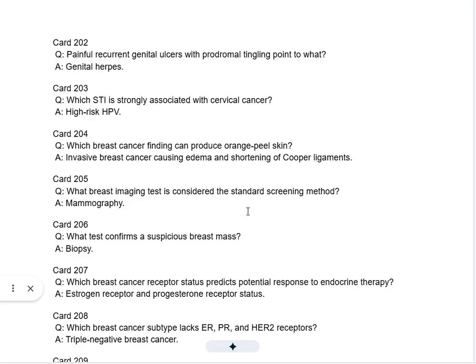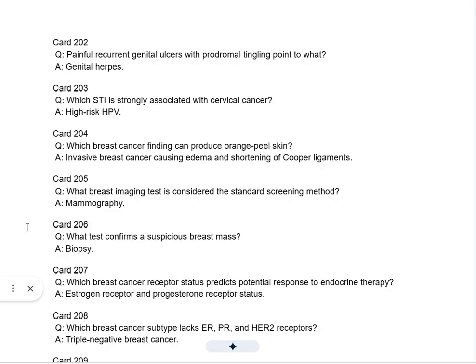Card 203Q. Which STI is strongly associated with cervical cancer? A. High-risk HPV. Card 204Q. Which breast cancer finding can produce orange peel skin? A. Invasive breast cancer causing edema and shortening of Cooper ligaments.